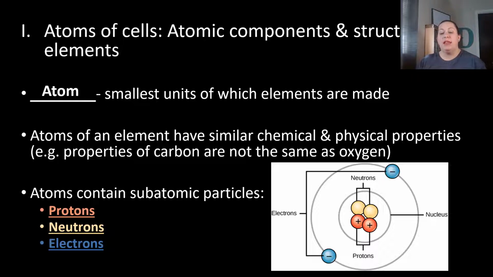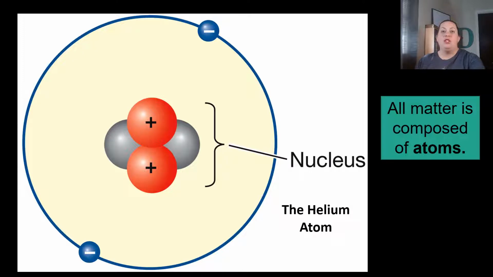Protons have positive, electrons are negative. So if you just take a little closer look, this is what we see with the atom. All matter is composed of atoms. The nucleus contains the protons and the neutrons, and the electrons are on the outside in this blue structure, and they have a negative charge.